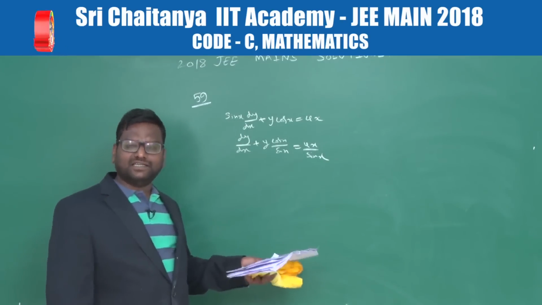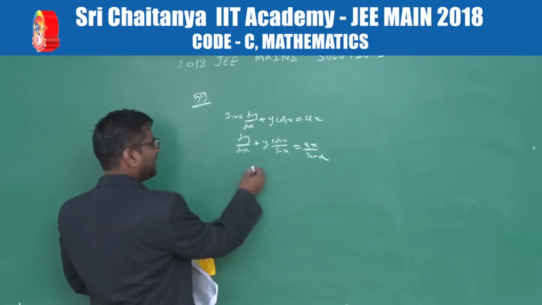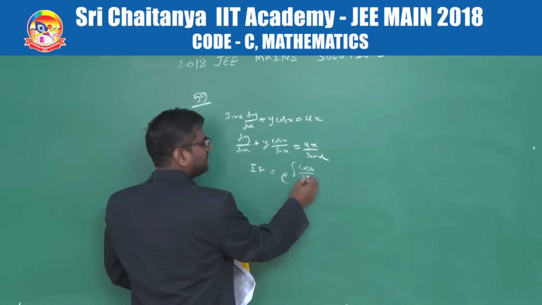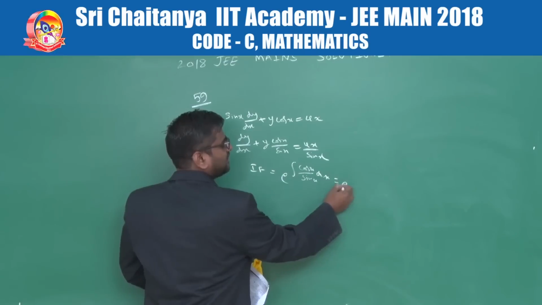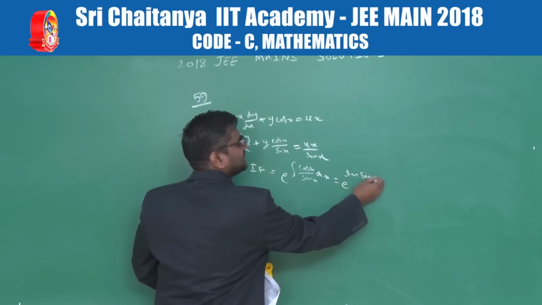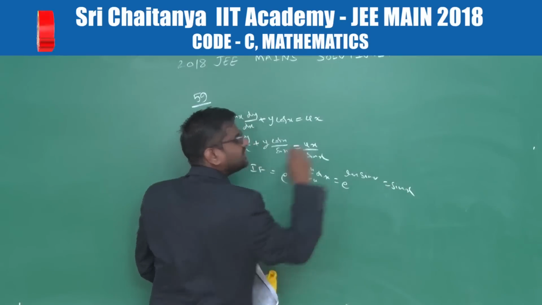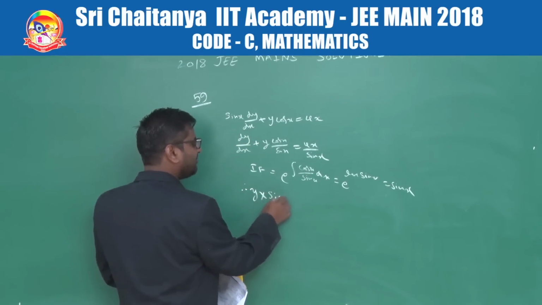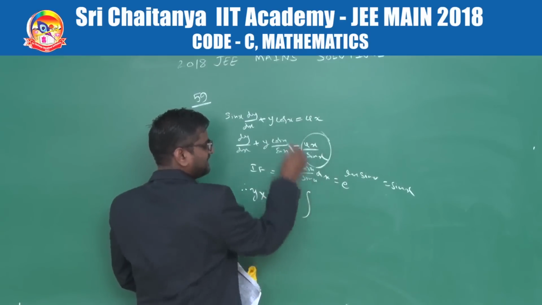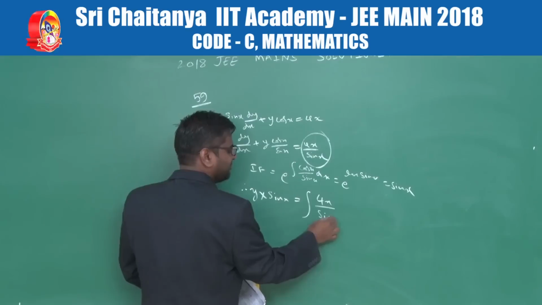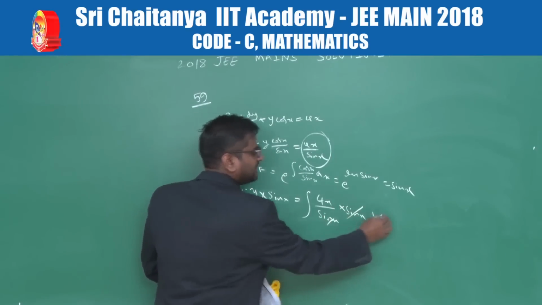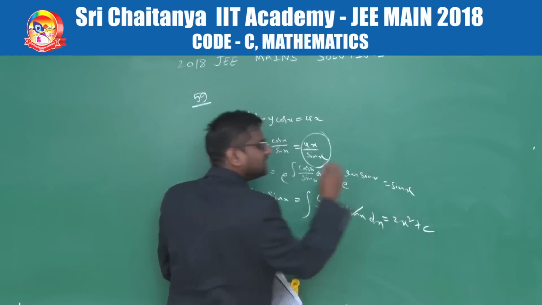So this is clearly a linear differential equation. The integrating factor is given by e power integral cos x by sin x dx, that is equal to e power ln sin x, that is equal to sin x. Therefore, the solution is given by y into IF equal to the integral of the other side function into IF dx, that is equal to 2x square plus c.